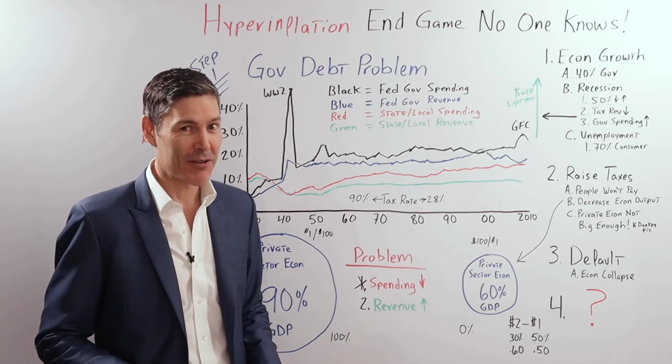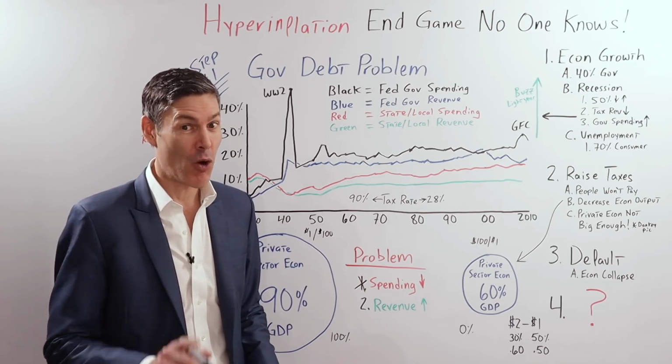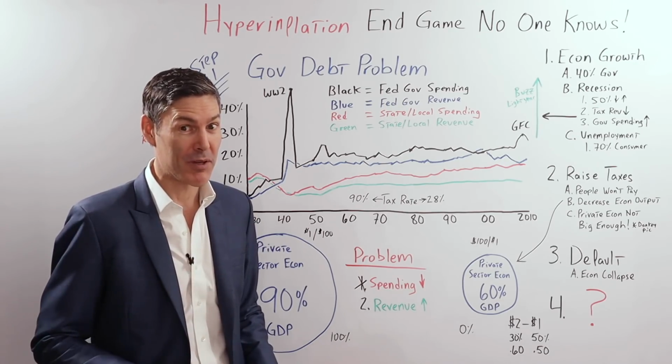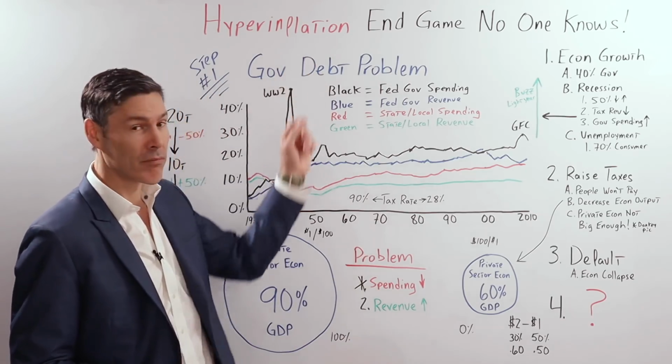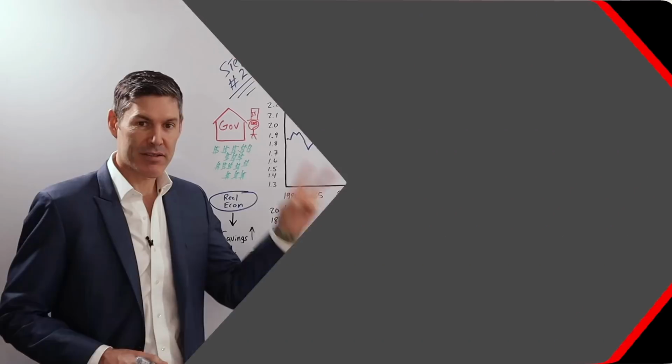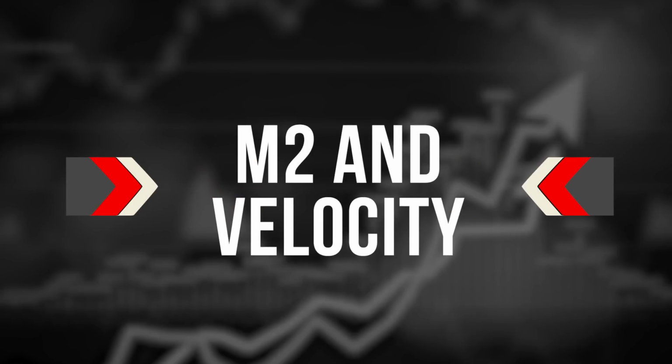So what's our fourth option? I think you already know it. It would be inflation, or even better for the government debt load, hyperinflation. Step number 2, M2 money supply and velocity.